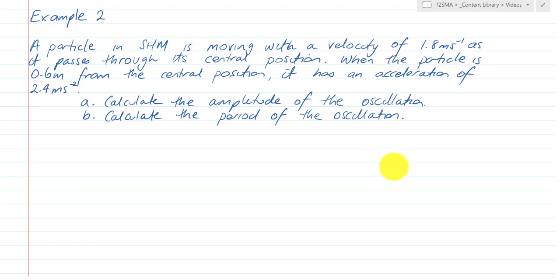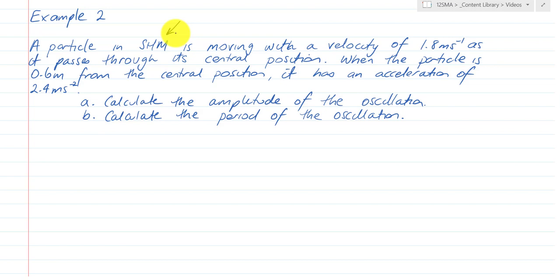A particle in simple harmonic motion, that's my lazy way of saying simple harmonic motion, is moving with a velocity of 1.8 meters per second as it passes through its central position. When the particle is 0.6 meters from the central position, it has an acceleration of 2.4 meters per second squared. Calculate the amplitude of the oscillation and calculate the period of oscillation.